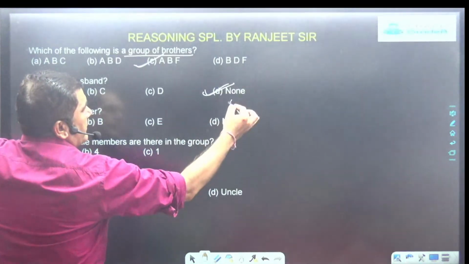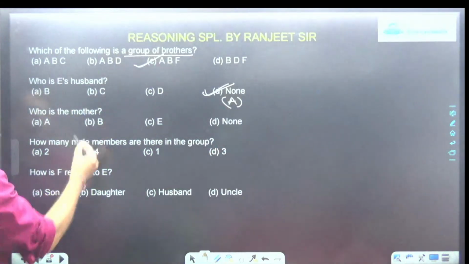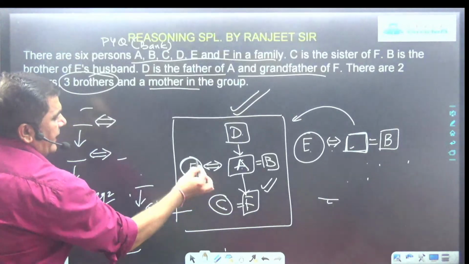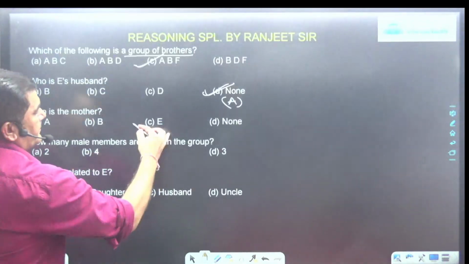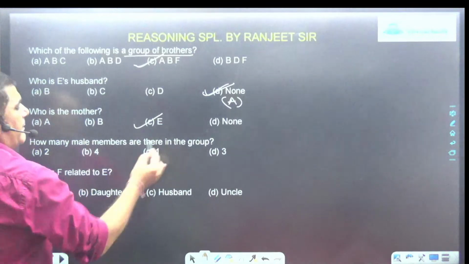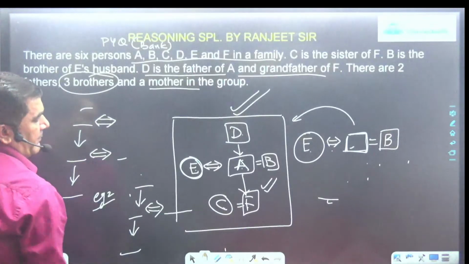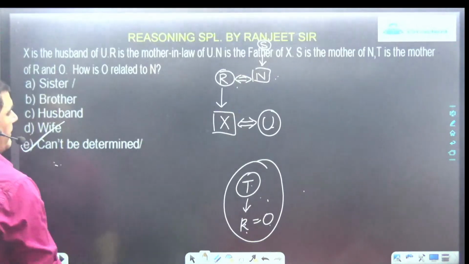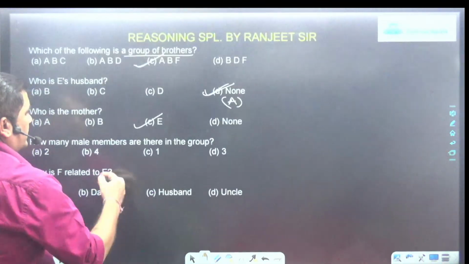Next one. Who is the mother? So who is the mother over here? E is the mother. So answer should be E. Next one. How many male members are there in the group? Male members will be 1, 2, 3 and 4. So there are 4 male members in the family. So answer should be 4.